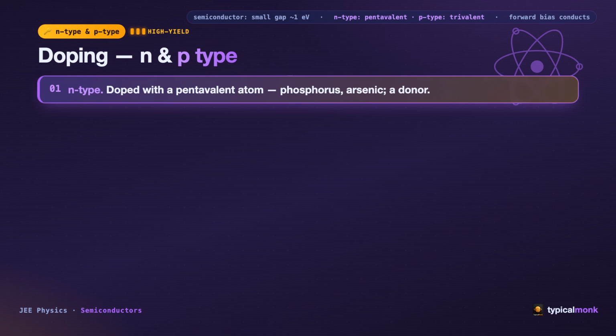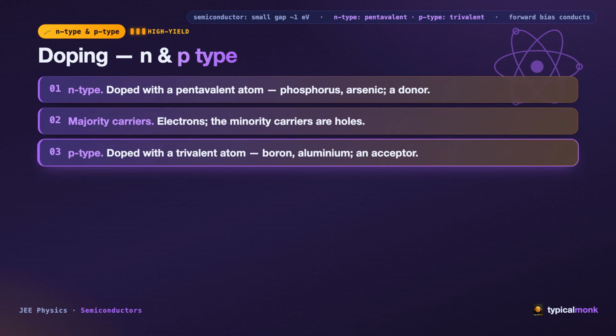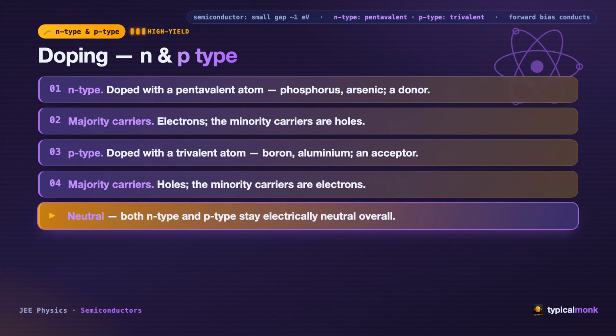Now, the two kinds of doping. N-type, doped with a pentavalent atom, phosphorus or arsenic. It donates an electron, so it is a donor. Its majority carriers are the electrons, and the minority carriers are the holes. P-type, doped with a trivalent atom, boron or aluminium. It accepts an electron, so it is an acceptor. Its majority carriers are the holes, and the minority carriers are the electrons. Both remain electrically neutral overall. Doping does not add charge, only carriers.